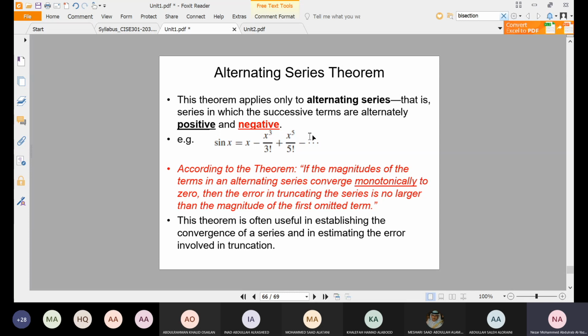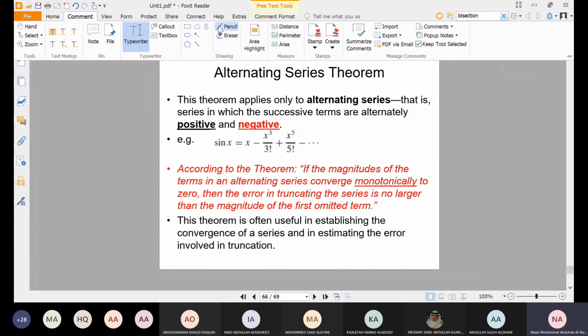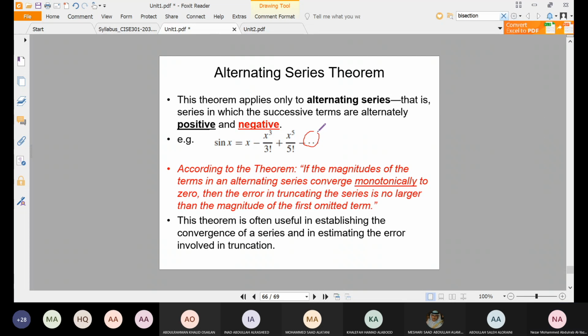According to this theorem, if the magnitudes of the terms in an alternating series converge to zero, then the error in the alternating series is no larger than the magnitude of the first omitted term. What's the first omitted term? It is the first term that we omit. So the truncation error is no larger than the magnitude of the first omitted term.